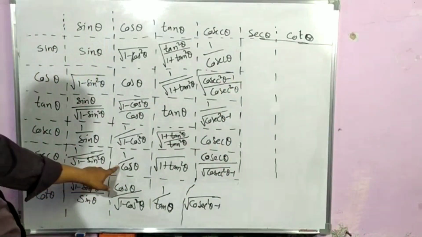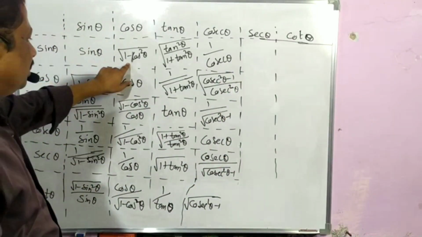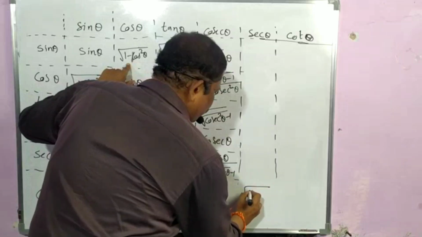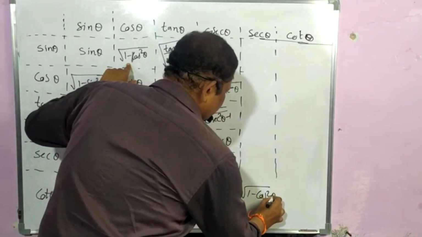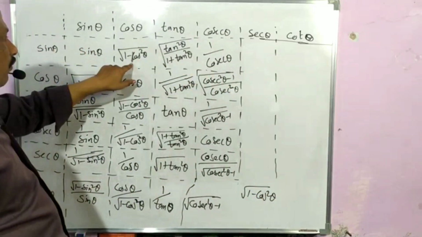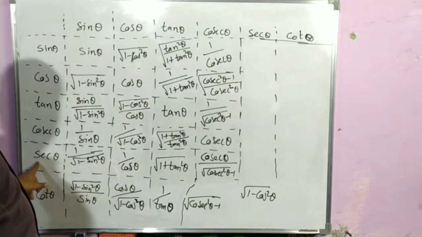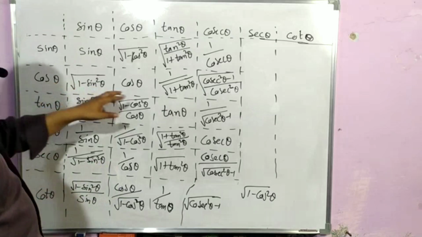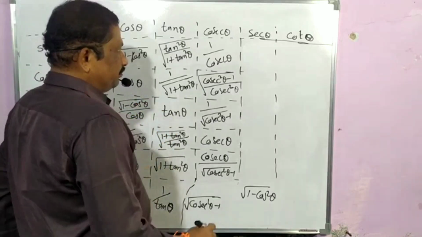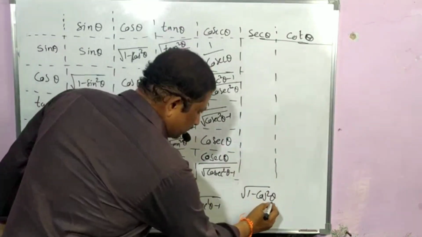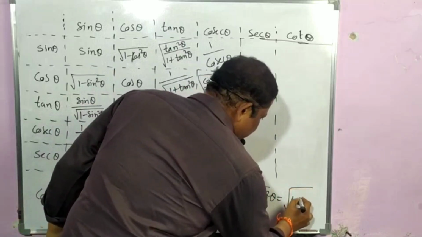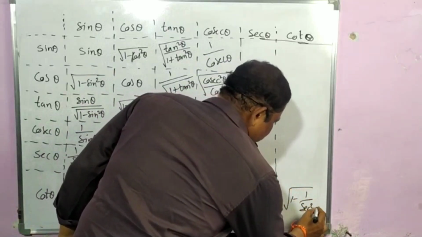So secant you see is 1 by cos. First, sine you convert into cos: root of 1 minus cos square theta. Sine can be written as root of 1 minus cos square theta. But 1 by cos is nothing but secant, and cos is equal to 1 by secant. In the place of cos, we write 1 by secant square theta.